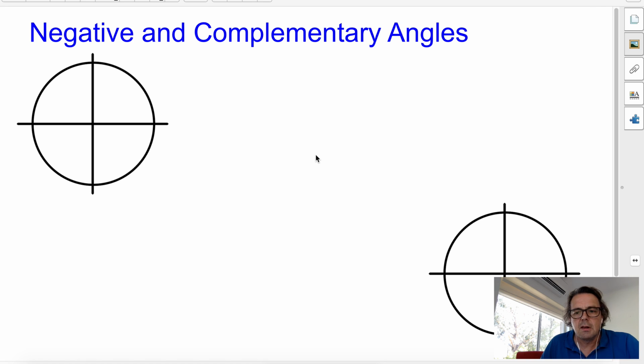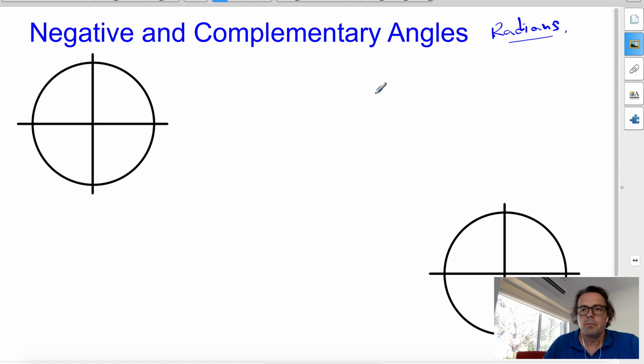Hi guys, in this lesson we will look at negative and complementary angles, and be aware we always work in radians nowadays. IB trigonometry, radians. So what about these negative angles? Well, first of all, this is the unit circle. Let's assume this is a unit circle, and let's put in an angle there of theta.